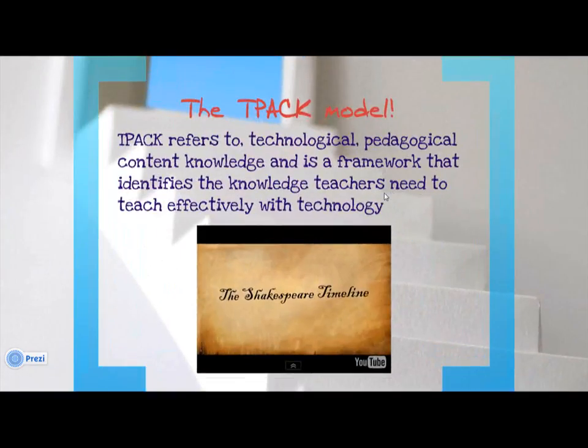The relevance of the task to the TPACK model. TPACK refers to technological, pedagogical, content knowledge and is a framework that identifies the knowledge teachers need to teach effectively with technology. When attending my university classes, I have noticed how much they are enhanced with technology, which has definitely enabled me to have a greater understanding of class concepts.